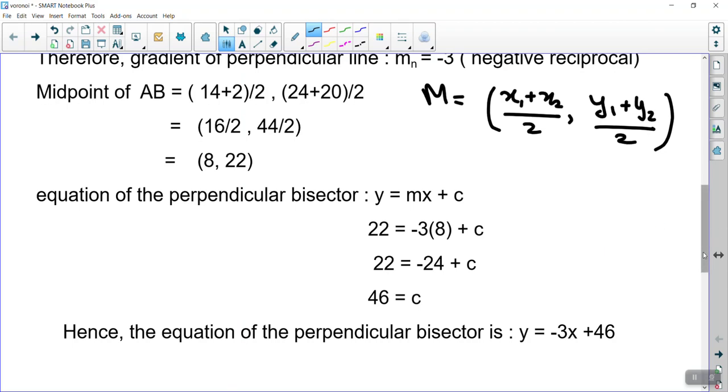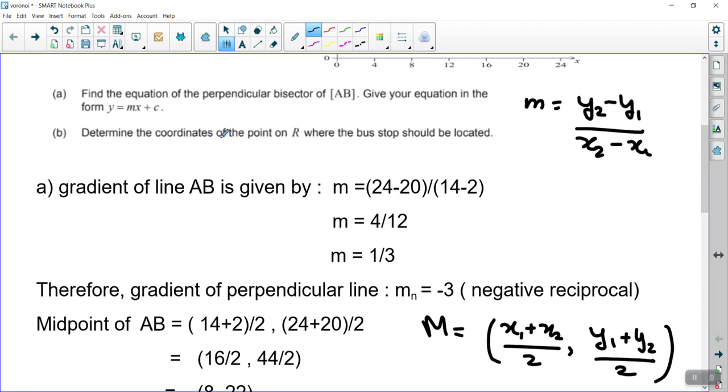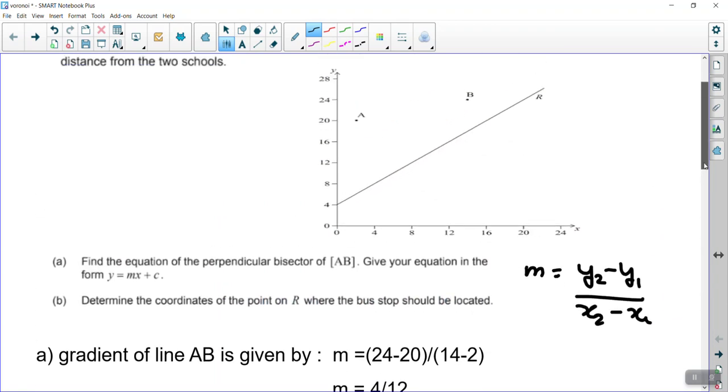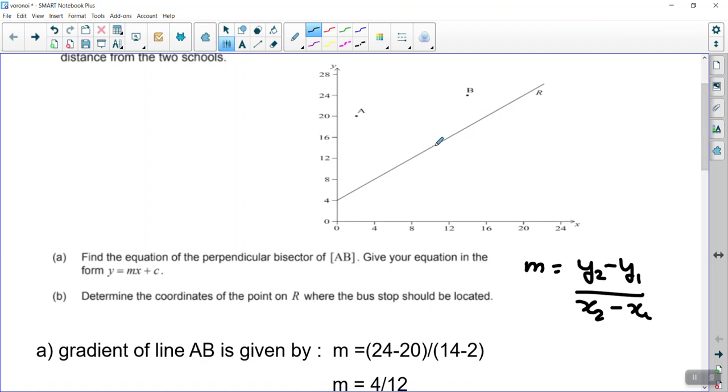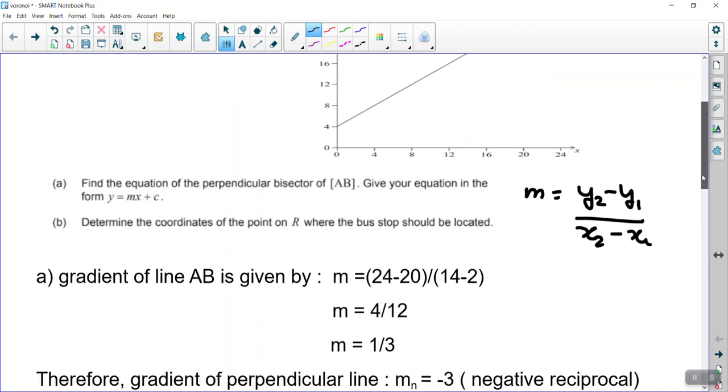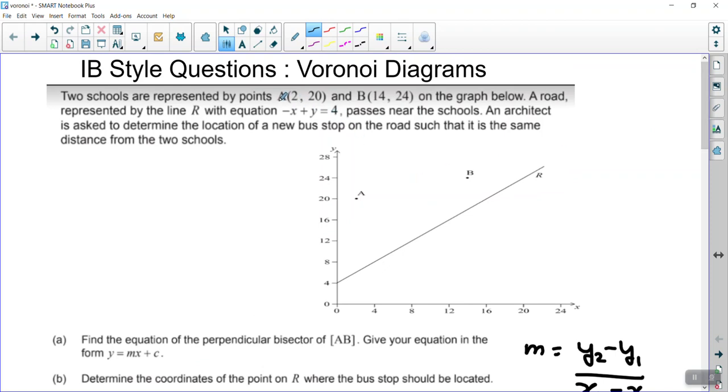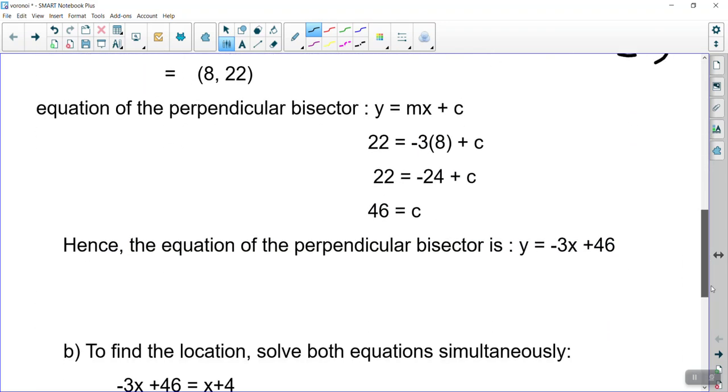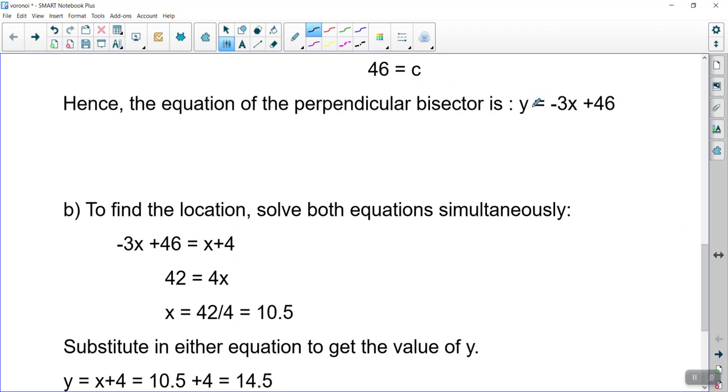Now what does part B ask us to do? Determine the coordinates on the road R where the bus stop should be located. So we have to find a point on the line R that is equidistant from both the schools. To do that, we will solve both equations together: the equation of the perpendicular bisector of AB, and the equation of the road, which is minus x plus y equal to 4. We already found the perpendicular bisector in the form y equal to minus 3x plus 46.